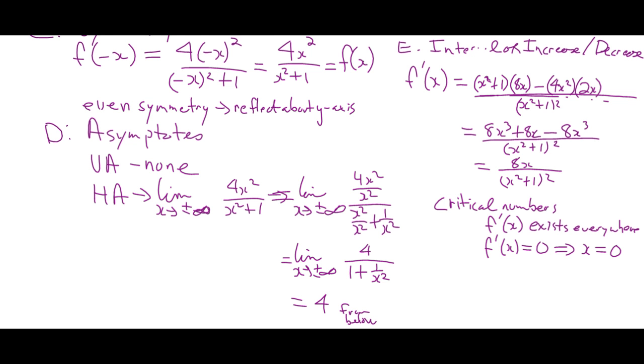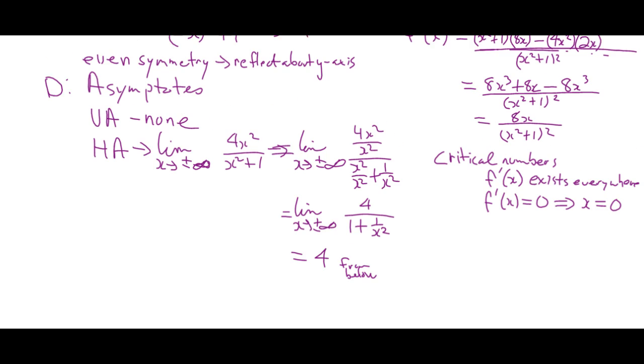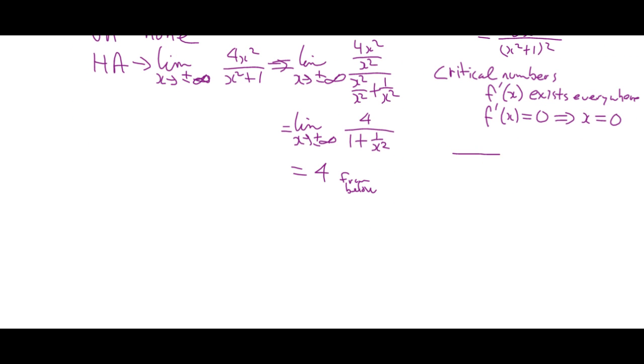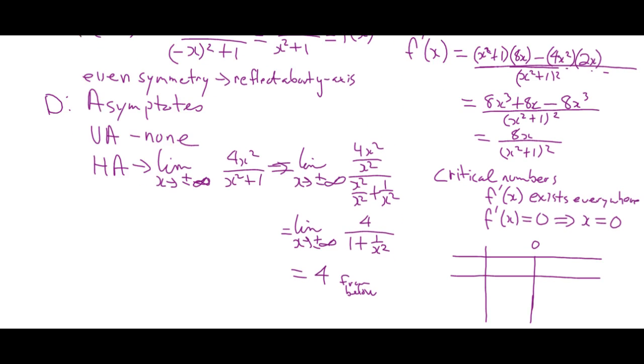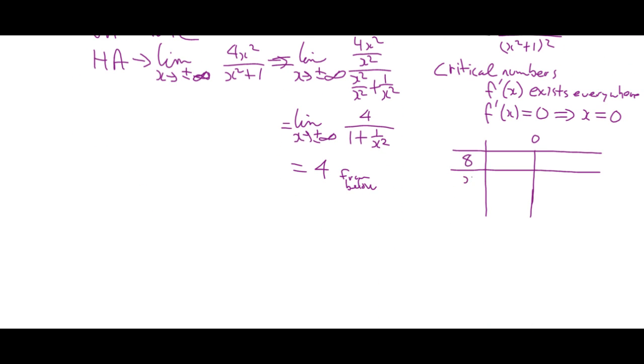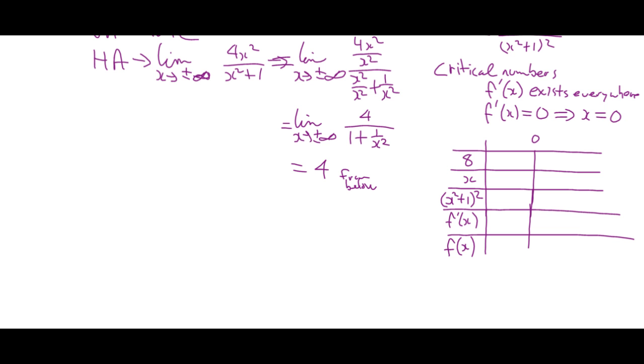So now we need to make our little chart. We've got 0 sitting here. And what are our factors? We've got 8x, and x squared plus 1 squared, which will then tell us about f prime of x, which will say something about f of x. So how do we fill this in? Plus, plus, minus, plus, plus, plus.